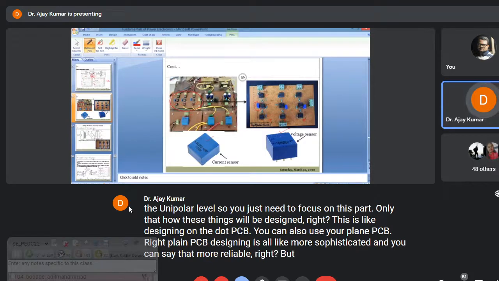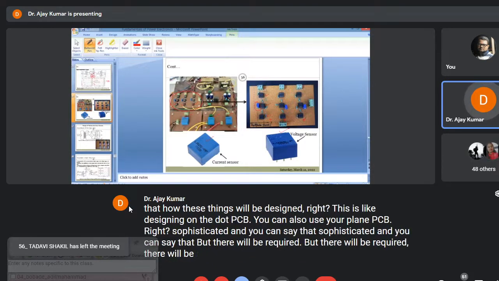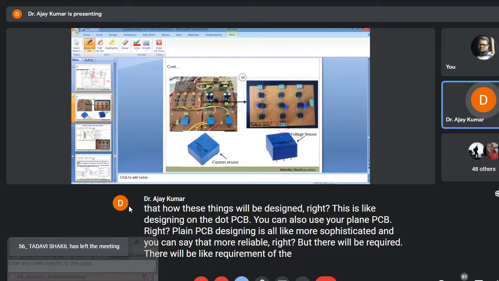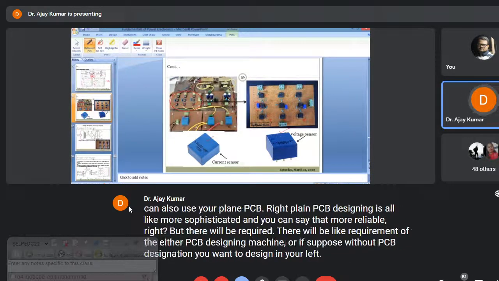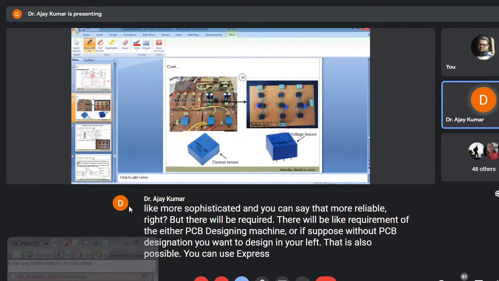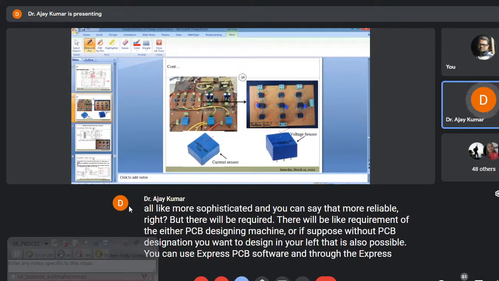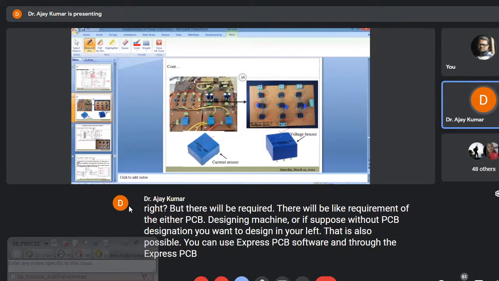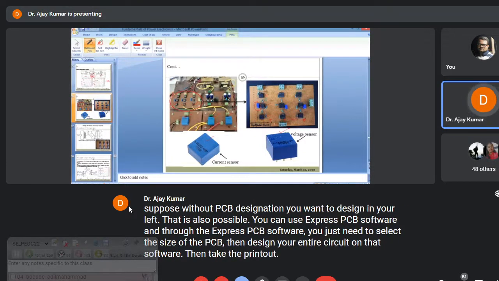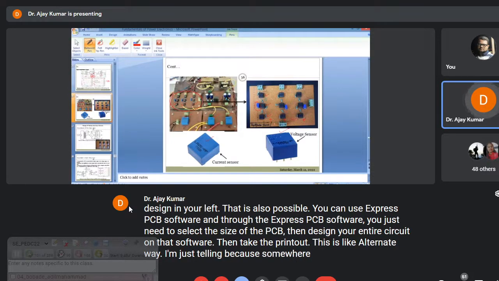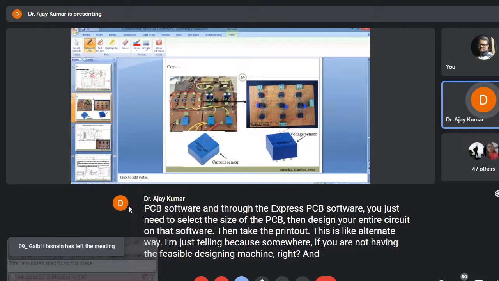But there will be a requirement of a PCB designing machine. If suppose without a PCB designing machine you want to design in your lab, that is also possible. You can use Express PCB software, and through the Express PCB software you just need to select the size of the PCB, then design your entire circuit on that software, then take the printout. This is an alternate way. I'm just telling because somewhere if you are not having the PCB designing machine, you just want to design your circuit on the plain PCB only.